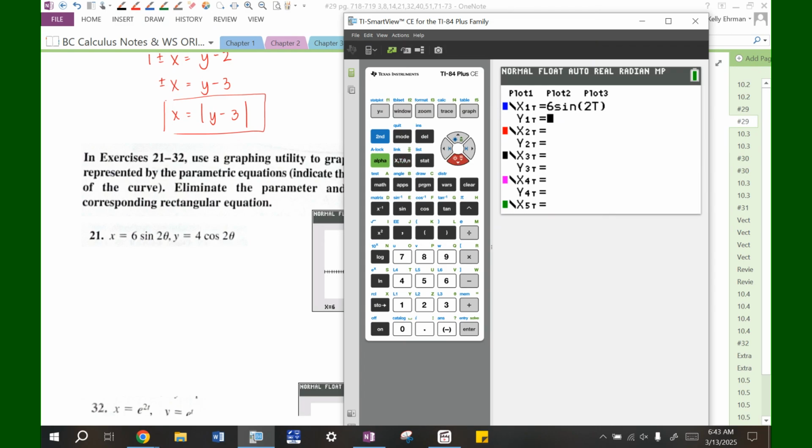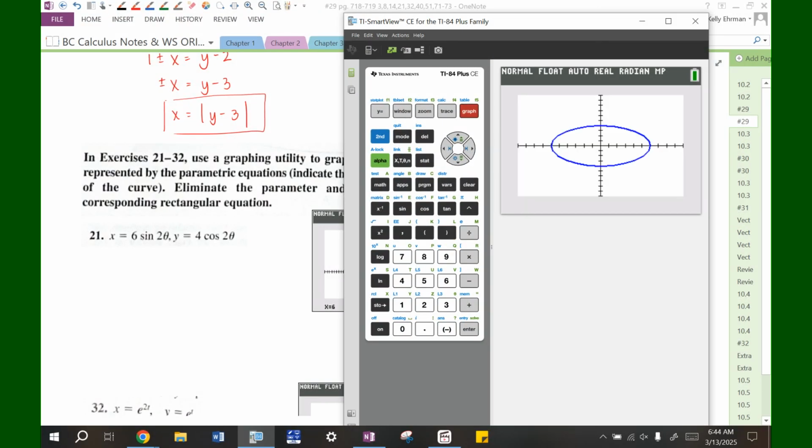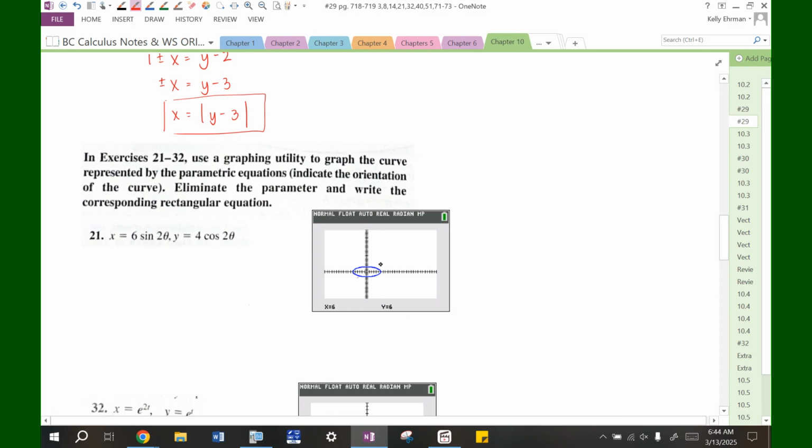Like I said, I don't switch to this mode very often because we don't do this on our AP test. So just haven't worked with it a lot. So I'm just going to press graph. Oh, there we go. Okay, so this looks like an ellipse, right? So here it is here. I have the window zoomed strangely. So when I get rid of the parameter, which in this case is theta, then I should have an ellipse equation.